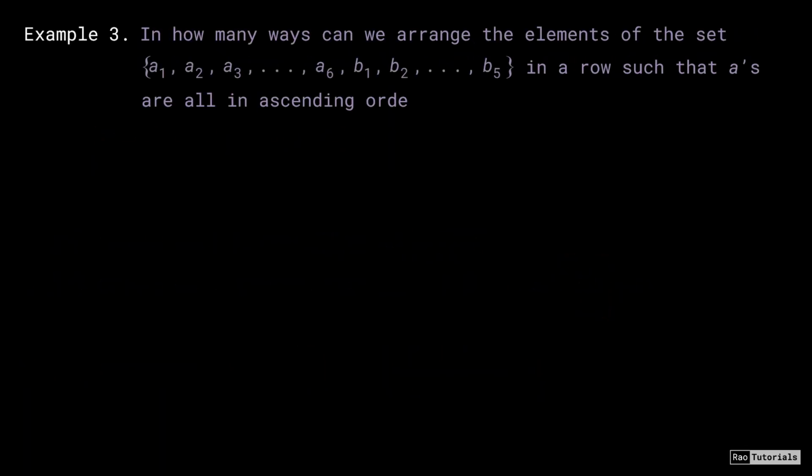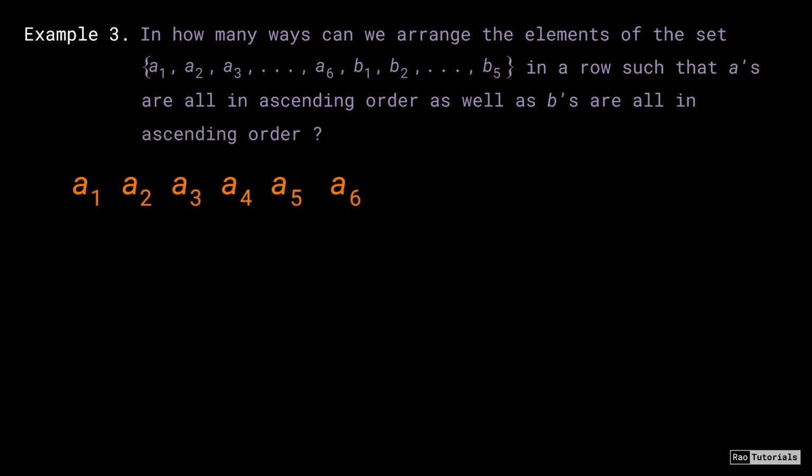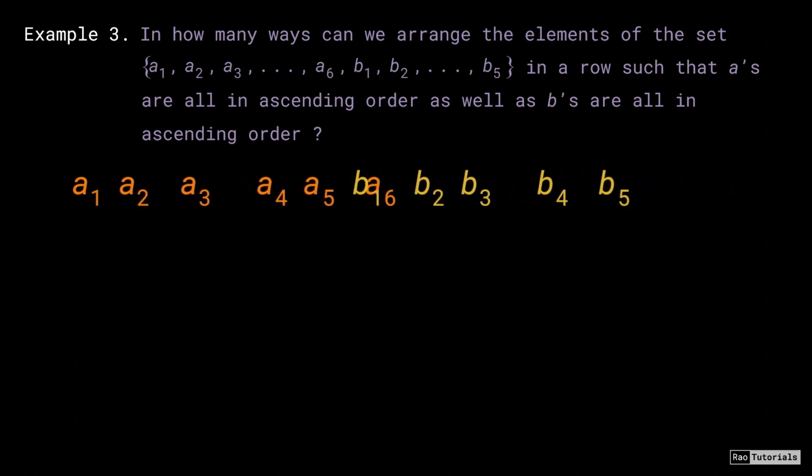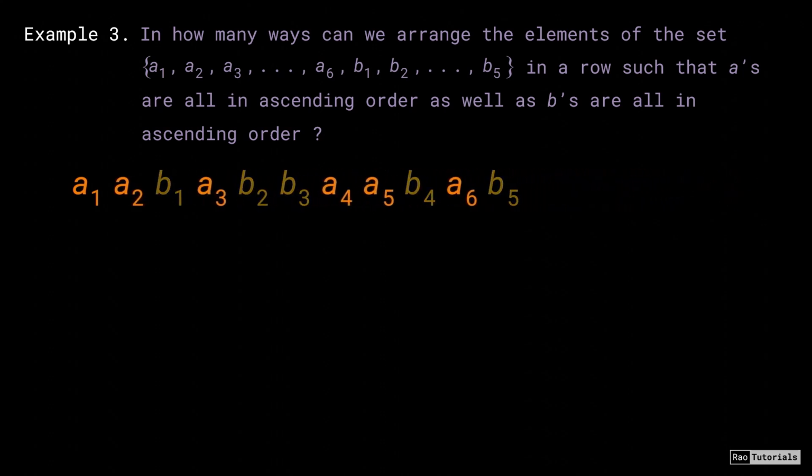The next question is also from the exercise of the previous video. We have this set of 6 A's and 5 B's. We need to arrange them in such a way that the subscripts of A's are in ascending order as well as that of B's are in ascending order. So we can rearrange them however we like, but always maintaining that order in A's as well as in B's.